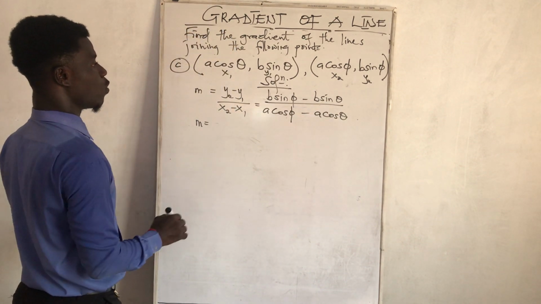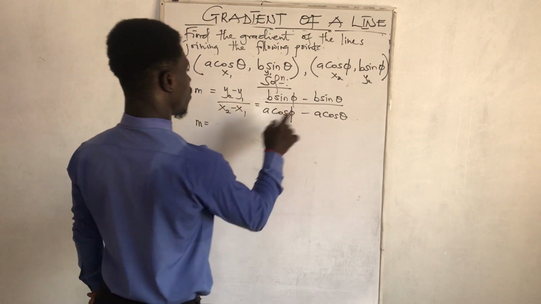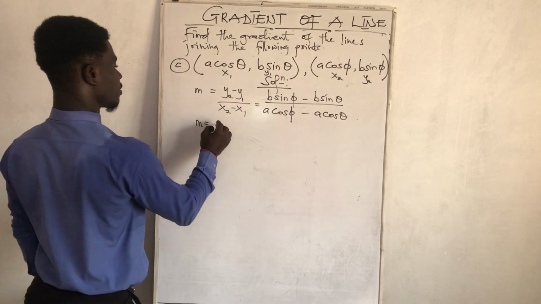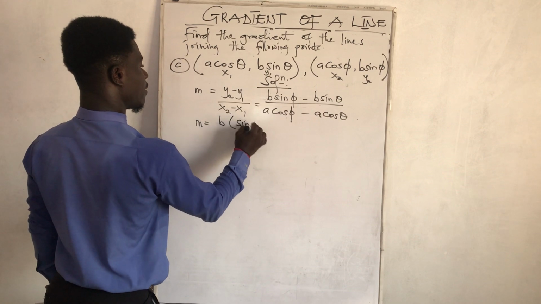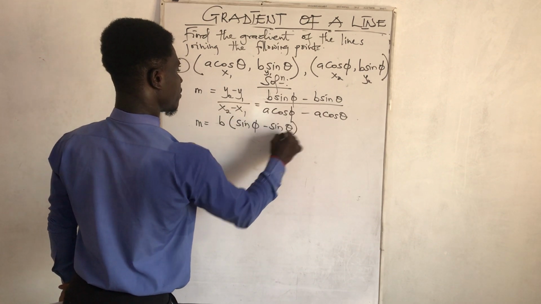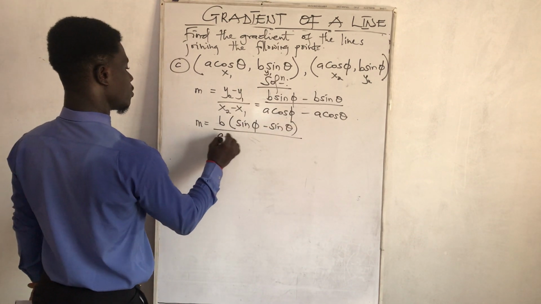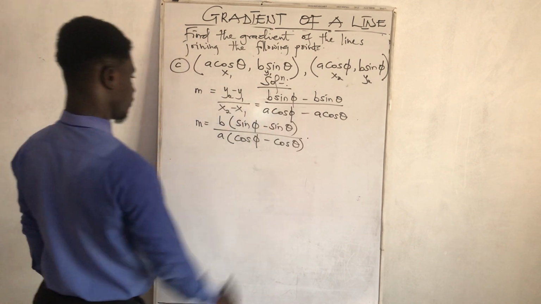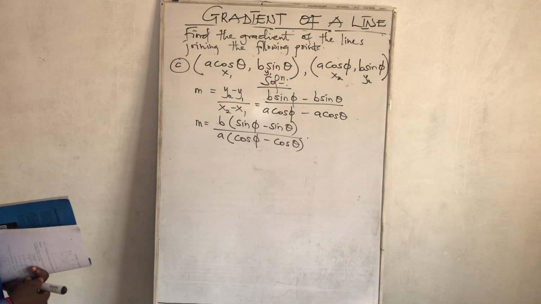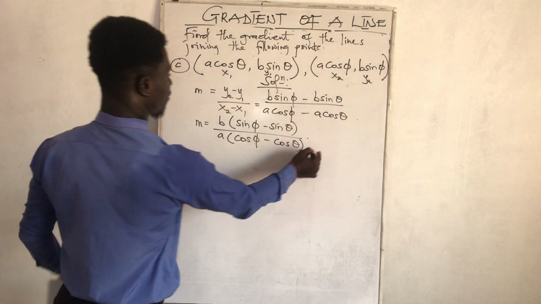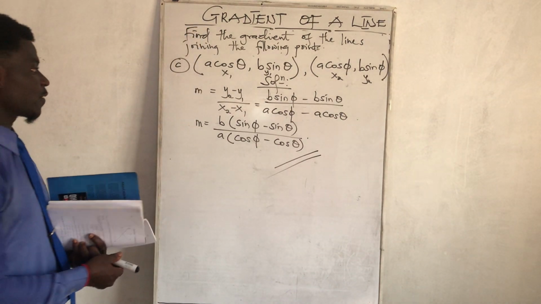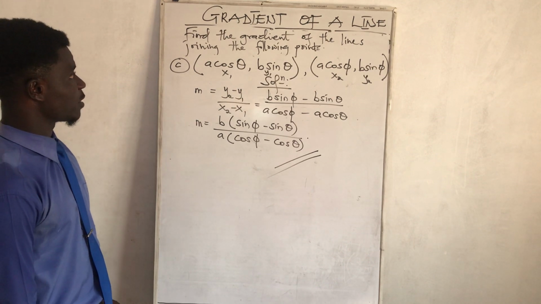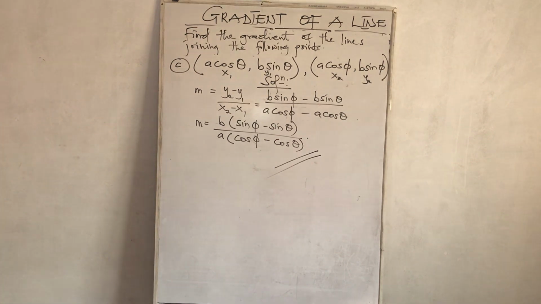So m, which must be equal to B sin phi minus B sin theta, all on A cos phi minus A cos theta. So we can factorize B out. So B out, then I'll get sin phi minus sin theta, all on, we can factorize A out. So A out, then I'll get cos phi minus cos theta. So we can leave it like that. So we can assume that this is our gradient for that. Alright, so that's it. Very, very simple. So kindly watch it carefully.